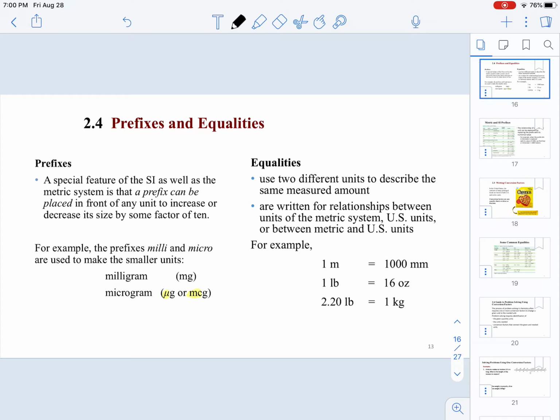So as you can see here in the bottom part of the right side of the slide, for example, the relationship between 1 meter and 1,000 millimeters, that's an example of a metric unit related to another. The relationship between 1 pound and 16 ounces, that's an example of US units related to one another. And if we have the relationship that is 2.20 pounds equals 1 kilogram, that's a relationship between a US unit and a metric unit.